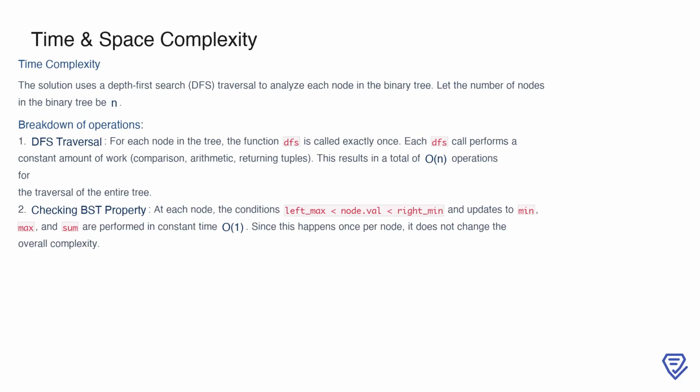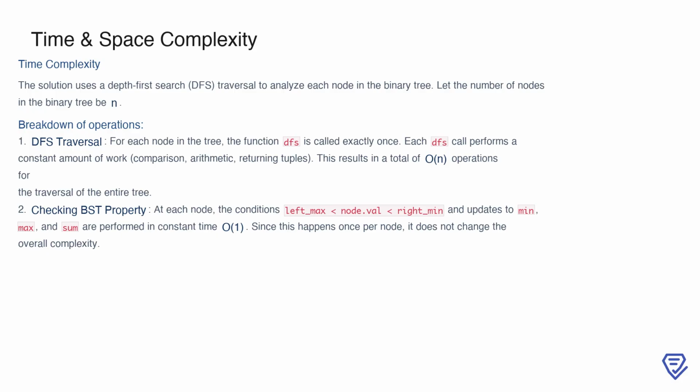To analyze the time complexity of our solution, we start with the depth-first search traversal, or DFS, which is the core of the algorithm. Here, the number of nodes in the binary tree is represented by n. During the traversal, each node is visited exactly once, and for every node, the DFS function performs a constant amount of work. This includes operations such as comparisons, arithmetic calculations, and returning tuples. Since the function is called once per node, the total operations required for the traversal are proportional to the number of nodes, giving us a time complexity of O(n).